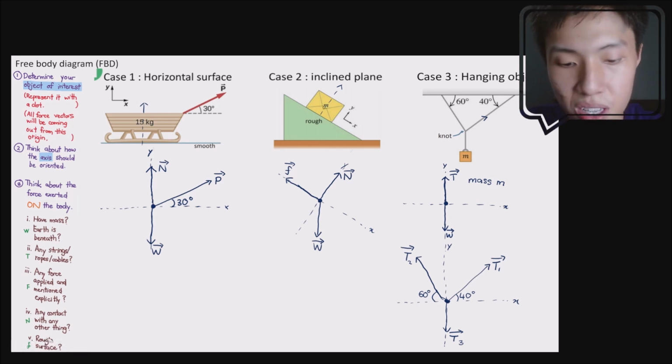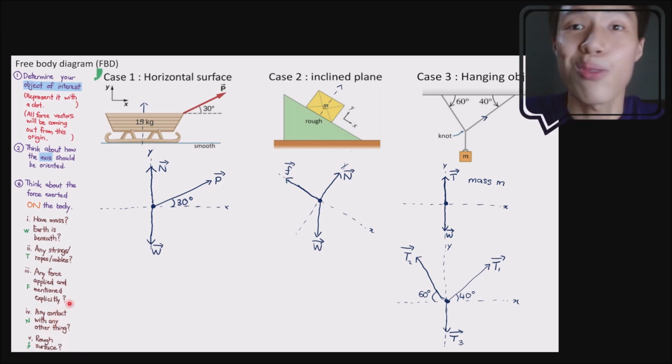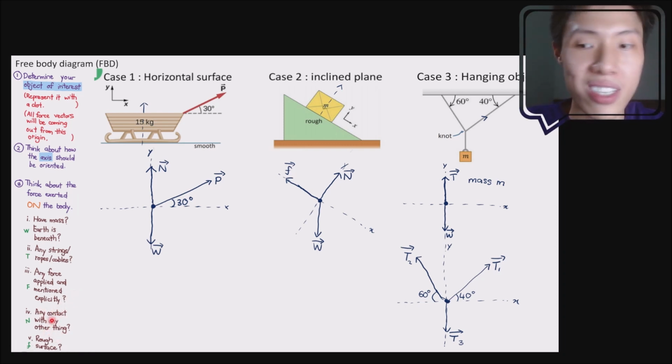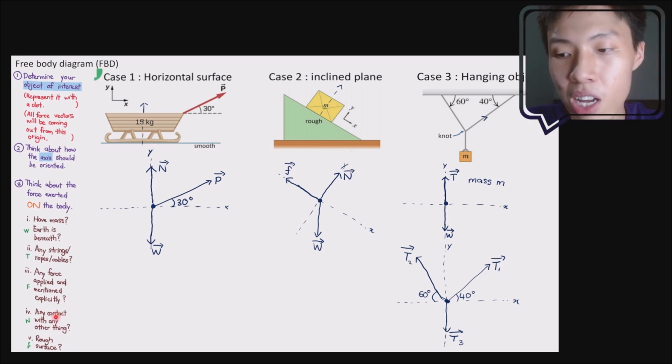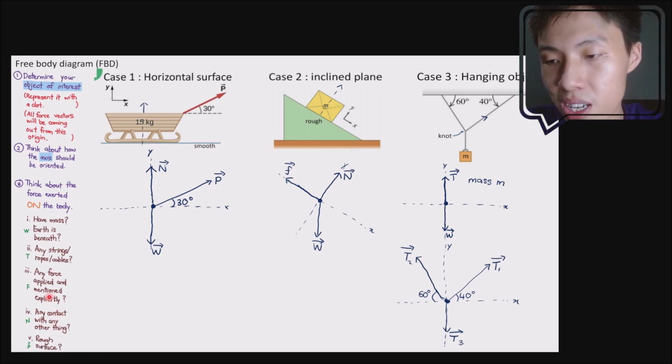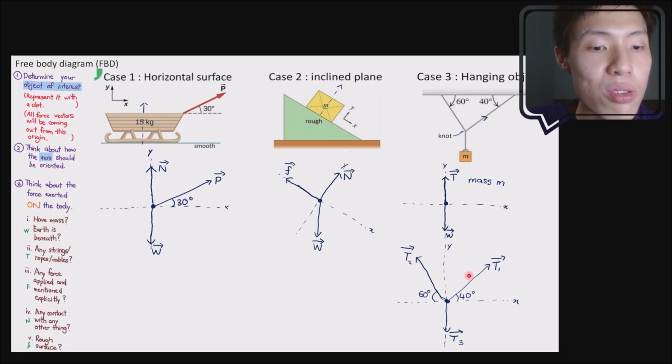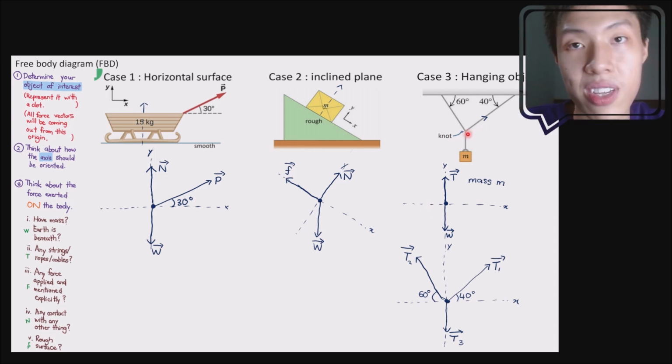Last question: rough surface. There's no surface that you're touching, so how do you get a rough surface? If there's no contact, then there is no rough surface. So there will be no normal force and no friction in this situation. So no normal force, no friction, no external force. We only have tension and we don't even have weight. So this is a complete free body diagram for the knot.